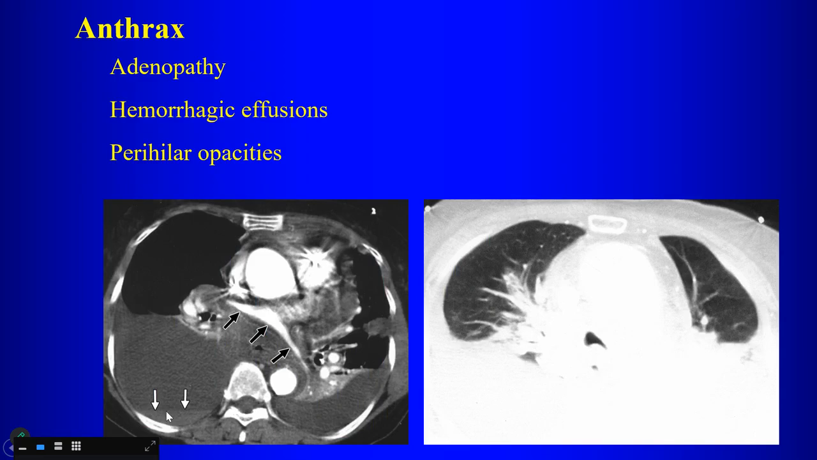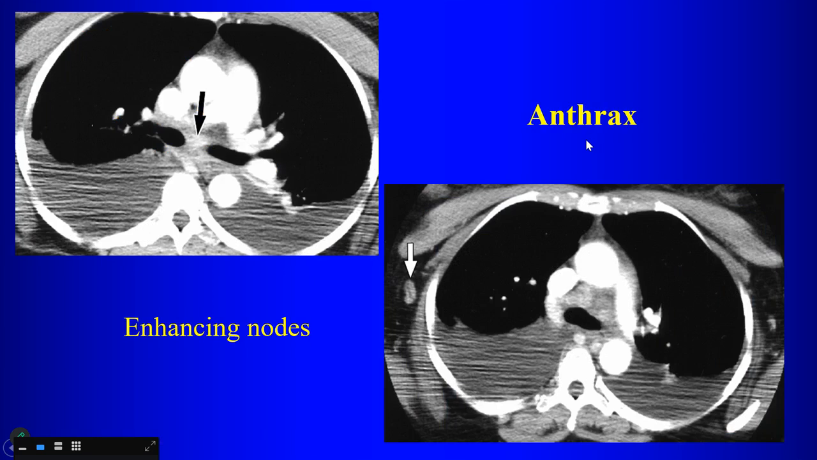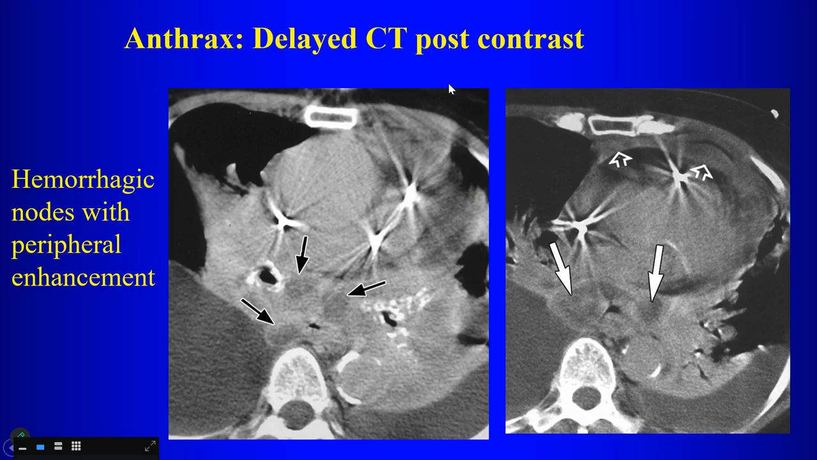Here we can see the hematocrit effect, blood layering out, so this is hemorrhagic pleural effusion, lymphadenopathy here producing mass effect on the pulmonary veins, and then you can see the perihilar opacities. Nodes can also be enhancing, as in this example. So pleural effusions, lymphadenopathy, hemorrhagic nodes, hemorrhagic effusions, and then here also we can see peripheral enhancement in these lymph nodes. You can see that also with tuberculosis. But hemorrhagic nodes will be hyper-attenuating on non-contrast CT, that you don't see with tuberculosis.